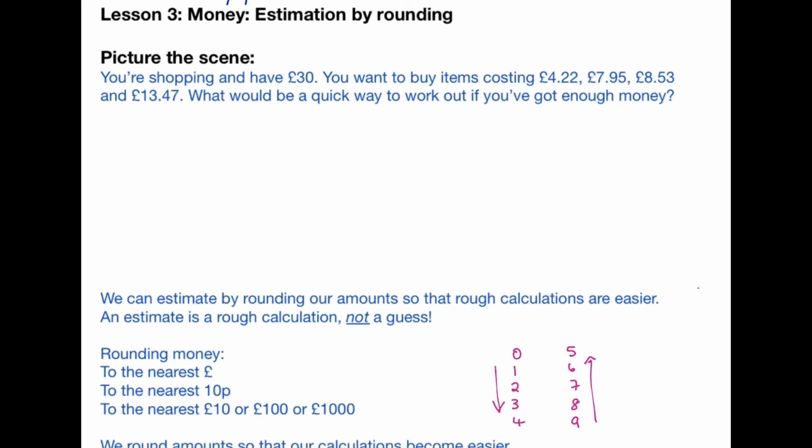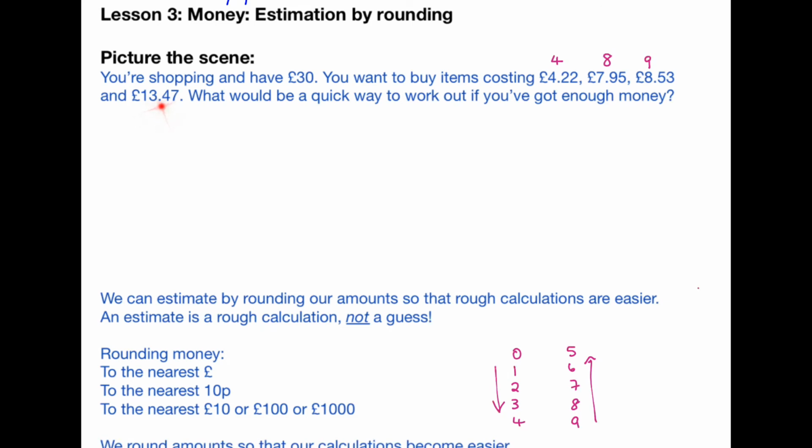Okay, so first of all, £4.22 to the nearest pound is £4. Next one, £7.95 to the nearest pound. We've been practicing this. That would be £8. £8.53 to the nearest pound. So the 5, remember, is in the right-hand column. We can see it over here. The 5's in the right-hand column, so we round that up to £9.